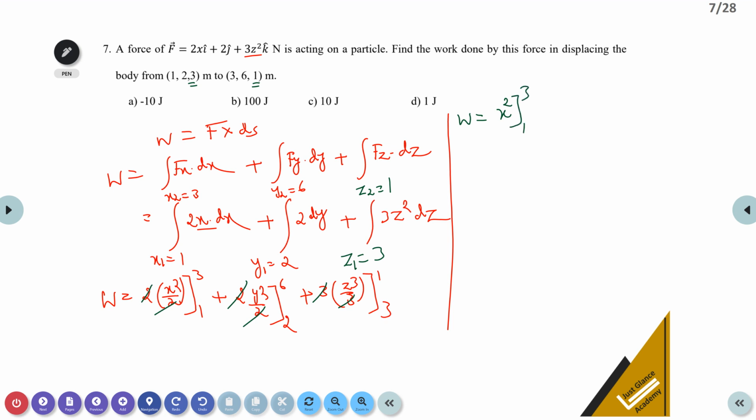Now work done equals x square, upper limit 3, lower limit 1, plus y square, upper limit 6, lower limit 2, plus z cube, upper limit 1, lower limit 3. Now substitute all these things. It becomes W equal to, x equal to 3, square means 9, minus 1, plus here y square.